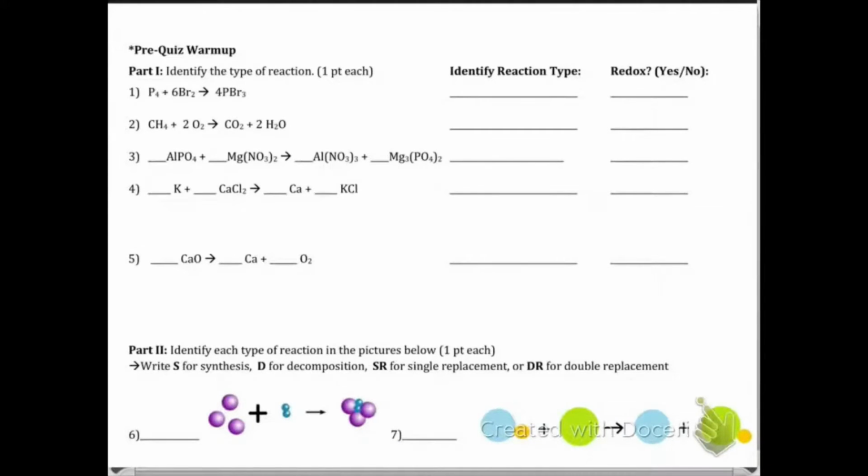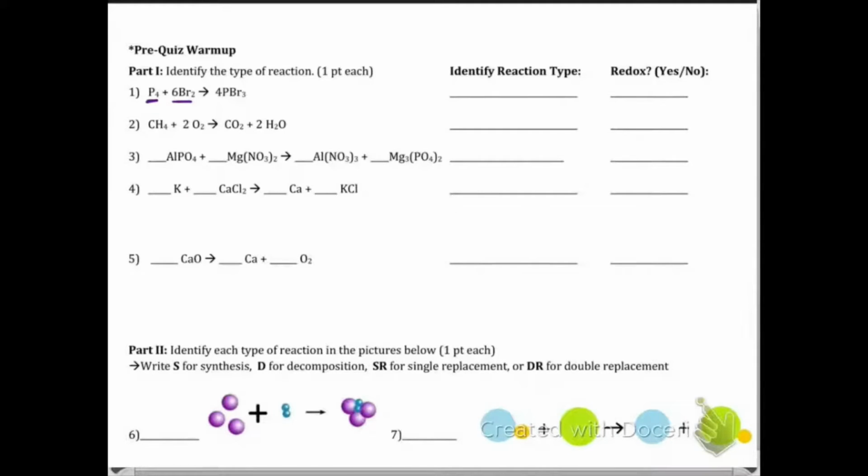So this is your warm-up for your second quiz. Hopefully you filled out the entire page already and you're just using this video to check your answers. Okay, so I'm going to quickly go through them. The first two, it just wants you to identify the type and tell me if it's redox or not. So you look at the little compounds or elements here.